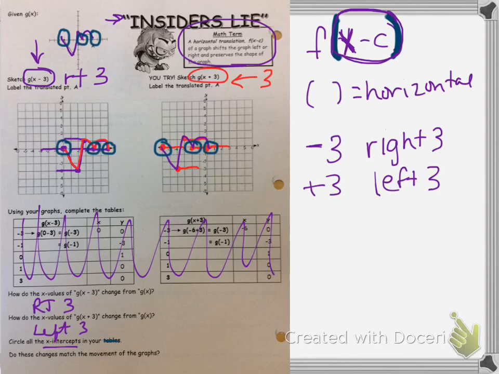How do these changes match the movement? Because our x-intercepts changed by 3.